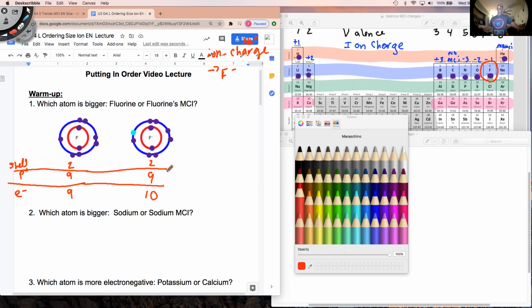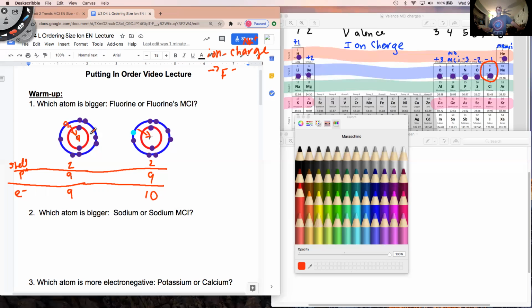Now, if we take a look at this, we talked about the inside of the atoms being like a magnet. So which one of these do you think is going to be able to pull the electrons in closer? This is the way I always think. You think however you want. So we have 9 protons. Remember, the protons are in the nucleus or the center, pulling on 9 electrons. And we also have 9 protons pulling on 10 electrons.